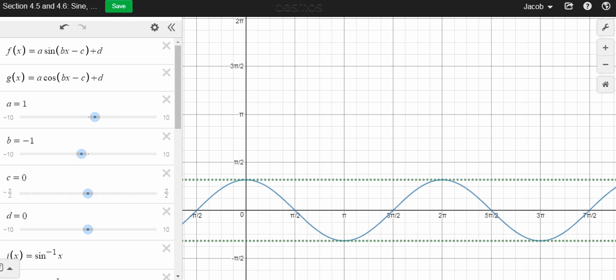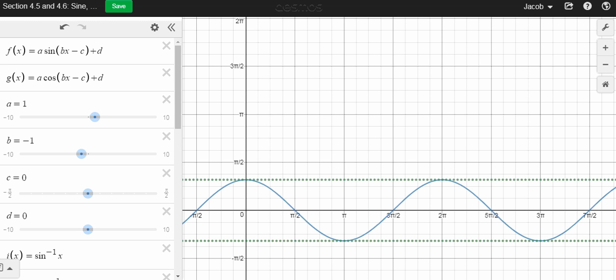Does that look any different than a positive one? Looks no different. So this is an even function. Remember, if f of x equals f of negative x, then the function is even. If f of negative x equals negative f of x, then it's odd, right?